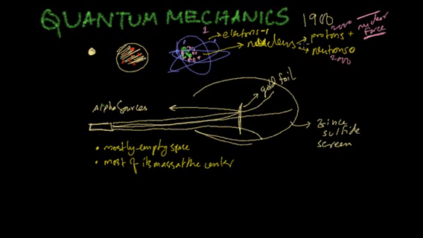Now protons, neutrons and electrons are called particles. Protons and neutrons are also called nucleons. Since they belong to the nucleus, these particles are also called nucleons.